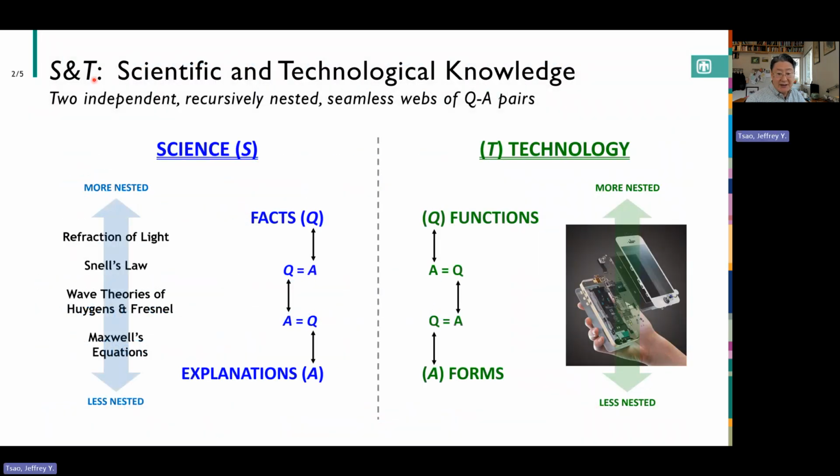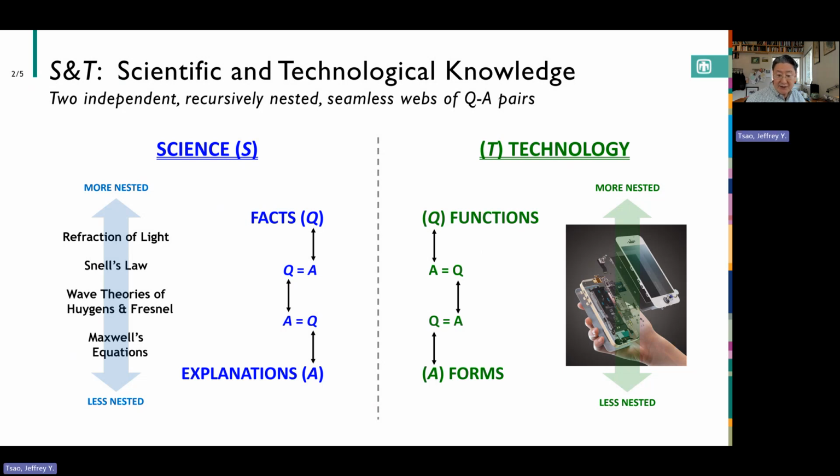Let's start with S and T, the repositories of scientific and technological knowledge. Here I show the repository of scientific knowledge in blue on the left, and the repository of technological knowledge in green on the right. These two repositories of knowledge we break apart in turn into two bins. The science repository's two bins are facts of human interest and explanations of those facts. The technology repository's two bins are human desired functions and forms that fulfill those functions.